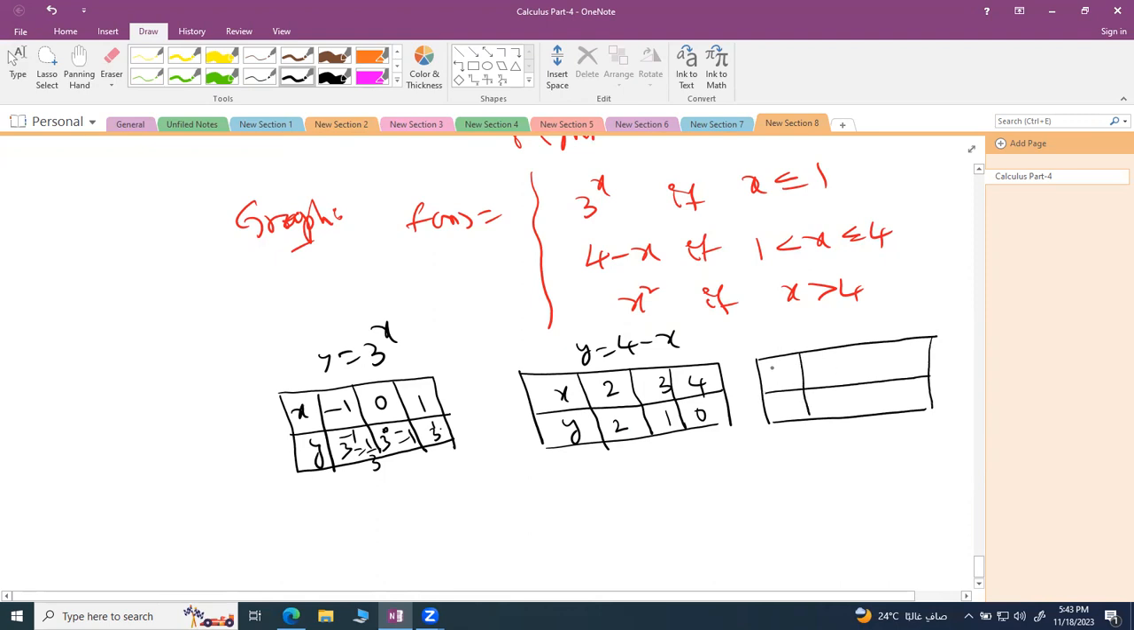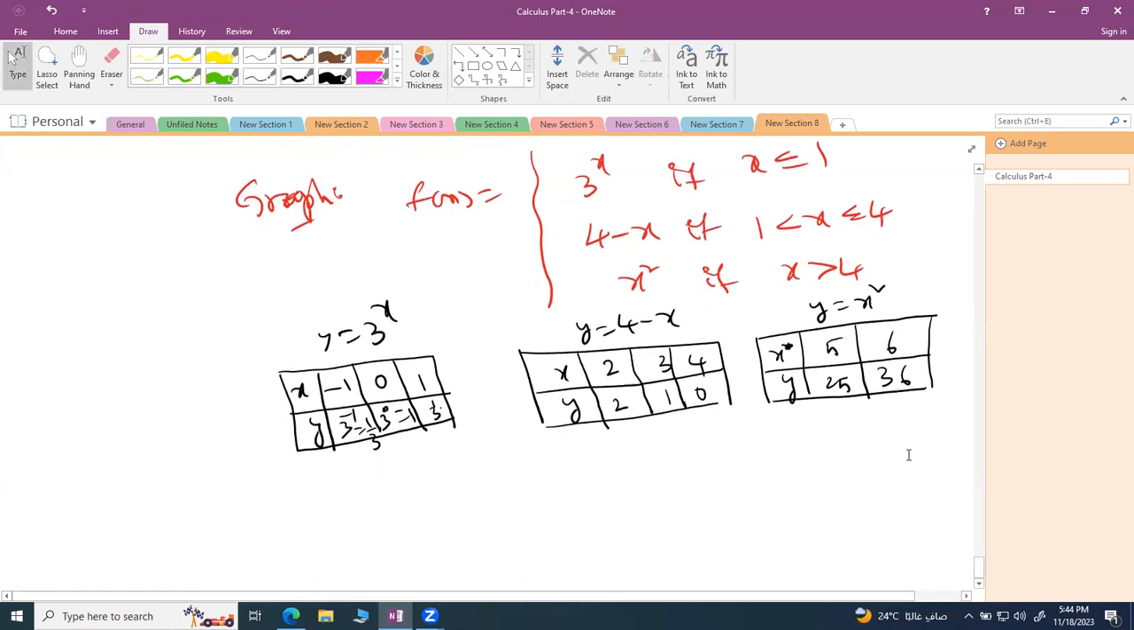So, this third one, if the x value is more than 4. This is y equal to x square. It is a parabola. More than 4 means I take 5 and 6. 5 means 25. 4 means it is nearly 16, starting from 16. 6 means 36. So we can draw the picture.